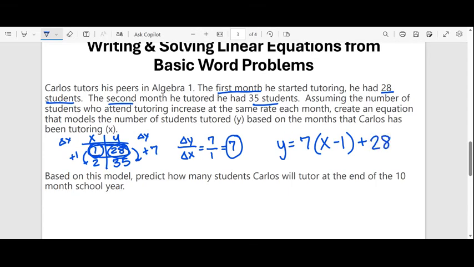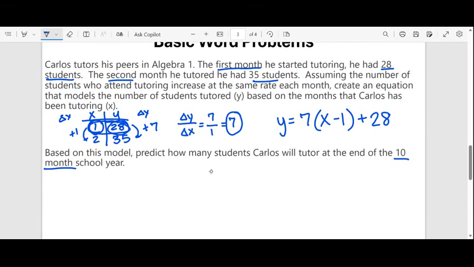Okay, and then based on this model, we're going to predict how many students Carlos will have at the end of a 10-month school year. So we're going by months. So we're going to plug in 10 for the X value, for the number of months. We'll say Y equals 7 times 10 minus 1 plus 28. We're going to do what's inside of the parentheses first. And inside of the parentheses is 10 minus 1. 10 minus 1 is 9. So we'll say 7 times 9 plus 28.